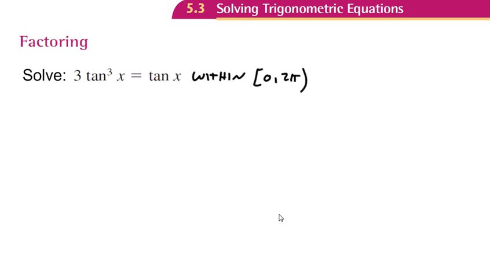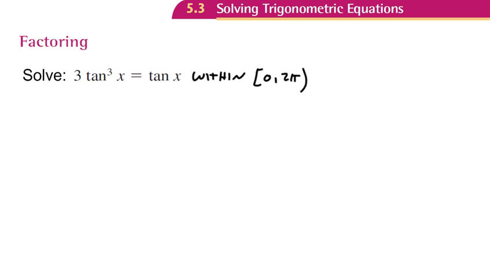All right, let's go ahead and solve this one right here: 3 tangent cubed of x equals tangent of x. And I just added on this, we're just going to do it within 0 and 2 pi. I'm just going to try to make a distinct difference between doing it within an interval and doing it when it's not within the interval, so that it's very clear the difference between the two answers.